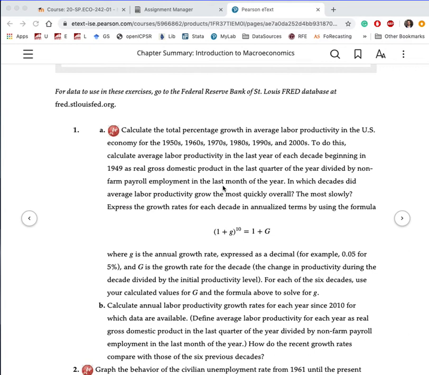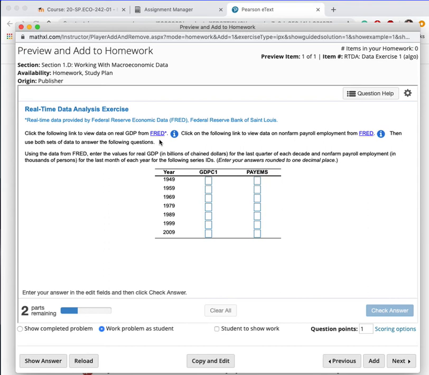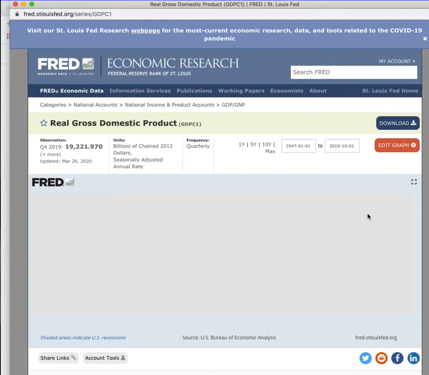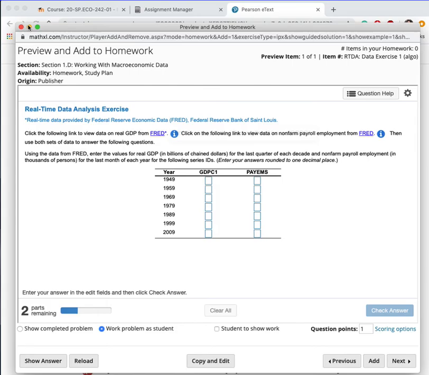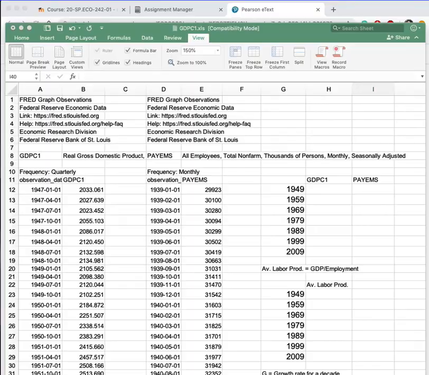In the assignment, you are given direct links to these two series. For GDP, you just click on this, you're going to get the GDP series, and then just download as Excel. Similarly, the employment data is right here, download that as well. Now we have both series. I collected both series in one Excel sheet.